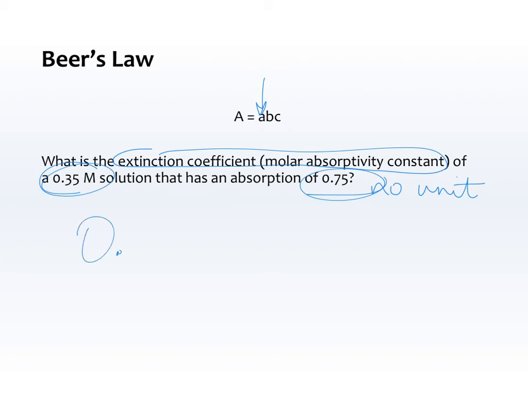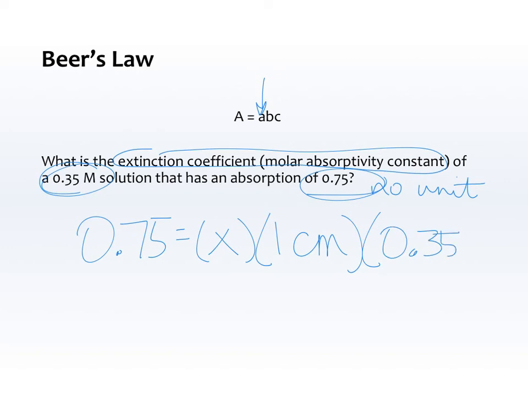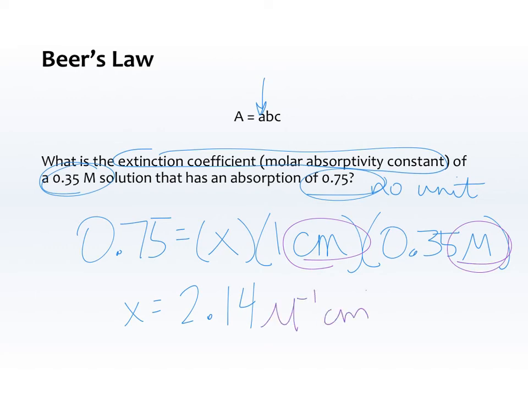So we have 0.75 is equal to, not sure, times path length. When it doesn't tell you, assume your path length is 1 centimeter, and then your concentration is 0.35 molar. So we'll take 0.75 divided by 0.35 divided by 1, and we get x to be equal to 2.14. Since we divided by centimeters and we divided by molarity, the unit is molarity -1, centimeters -1.